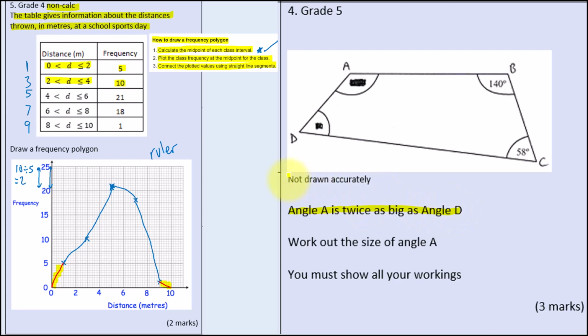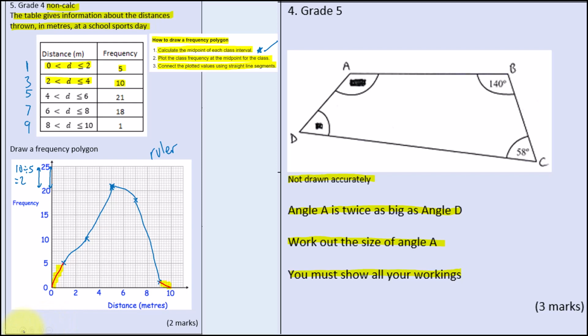picture and diagram. A very easy grade 5 if you can solve equations and form them. This is not drawn accurately. So angle A is twice as big as angle D, and it says work out the size of angle A. You must show all your workings. This is very important. It's 3 easy marks for you.